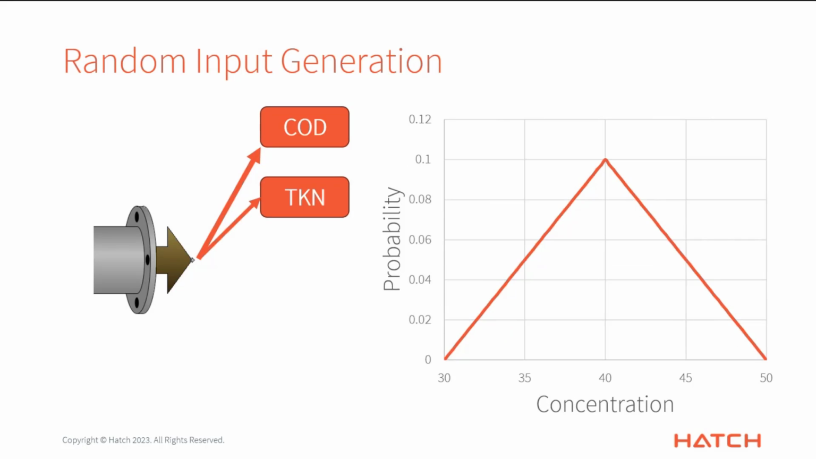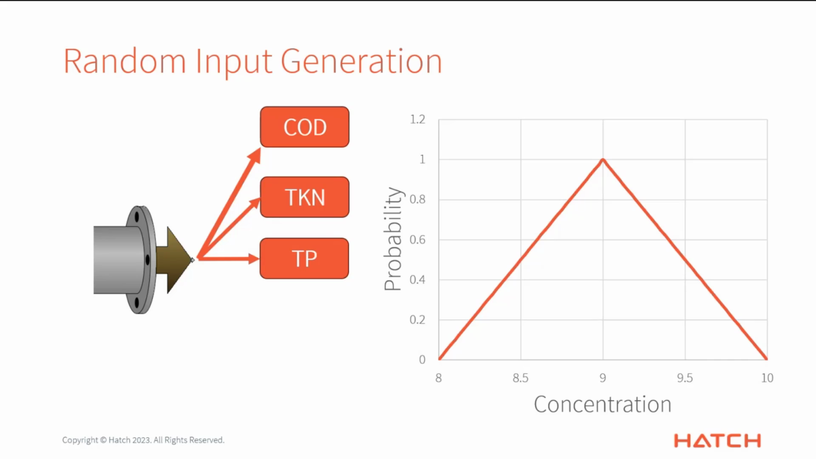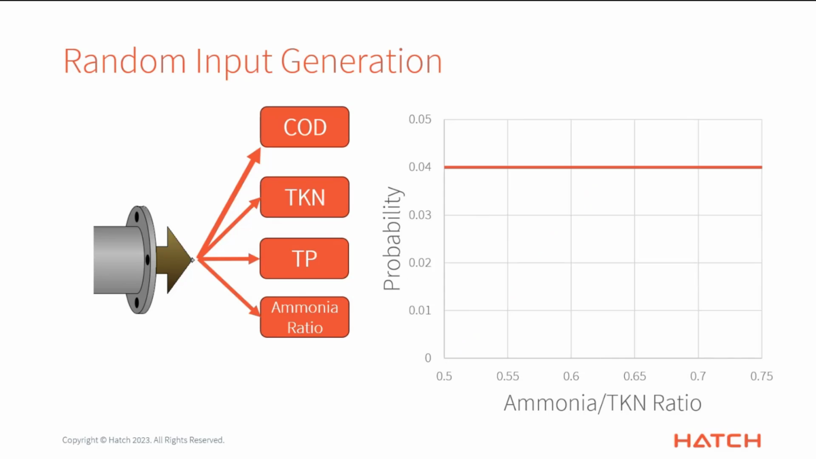Next, we're also going to vary our influent TKN concentration. And rather than use a normal distribution, we're actually going to use a triangular distribution for our TKN, where that's centered around 40 milligrams per liter. Likewise, our total phosphorus is going to use a triangular distribution centered around 9 milligrams per liter.